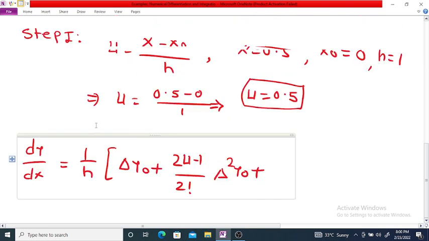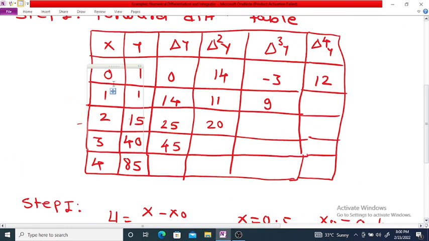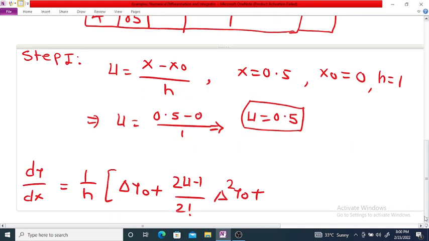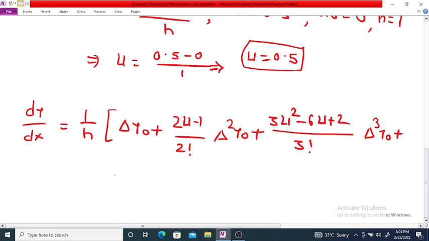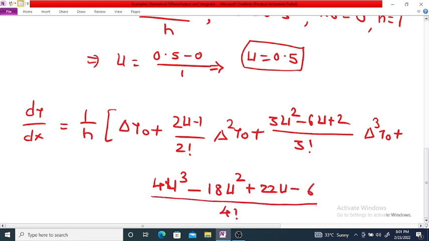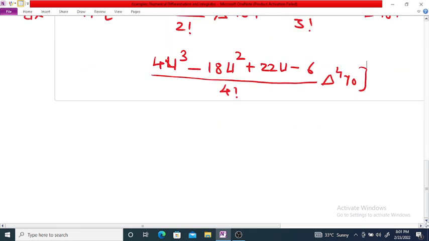Since we want to determine the derivative at a point where the value of x is not given, we use the formula: plus (3u square minus 6u plus 2) divided by 3 factorial delta cube y0, plus (4u cube minus 18u square plus 22u minus 6) divided by 4 factorial into delta 4 y0, bracket completed. Now if you substitute all these values here, then dy by dx is equal to 1 by h.